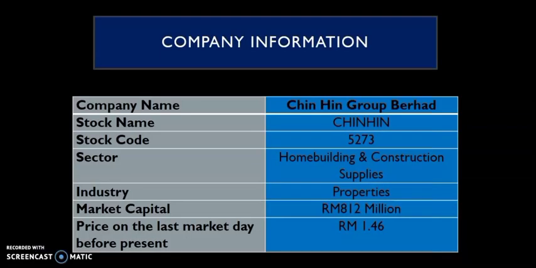I want to present about company information. Company name is Jihin Group Berhad. Stock name is Jihin. Stock code 5273. Sector home building and construction supply. Industry properties. Market capital RM 812 million. Price on the last market day before the presentation is RM 1.46.